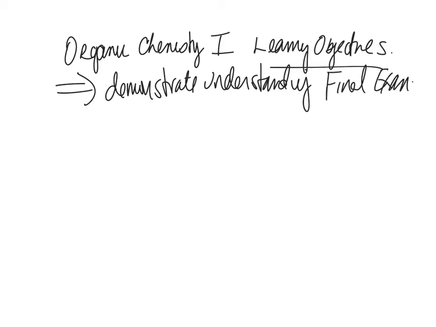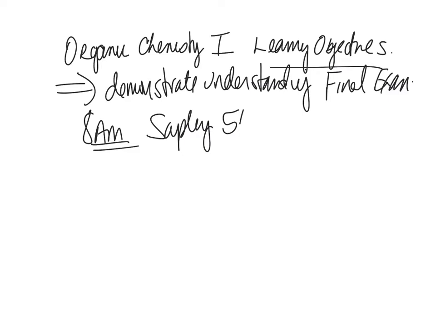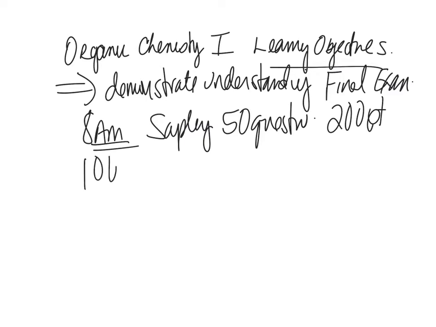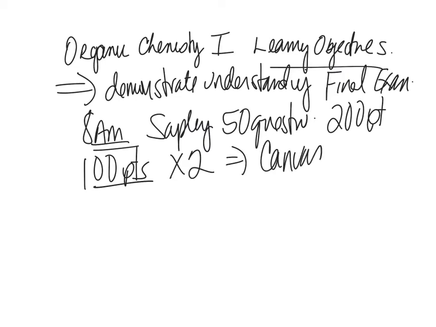Now your final exam is open at 8 a.m. When you sign in on your Sapling, you get 50 questions. It's a 200 point exam, so that means it's going to score it out of 100 points, but I'm going to multiply that by 2 to put in your Canvas. And then that will be your final exam. Okay, so let's look at your topics for Organic 1.